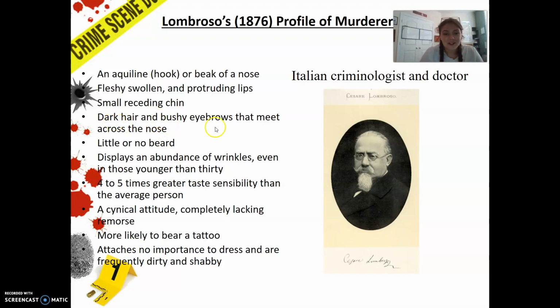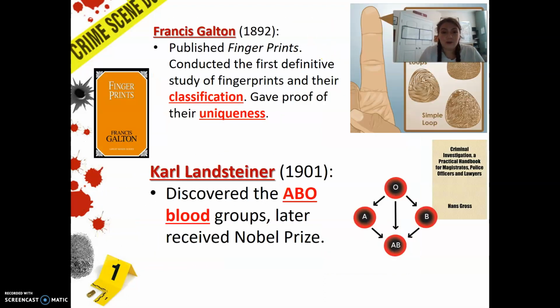So dark hair, bushy eyebrows, abundance of wrinkles, has a tattoo, dresses shabbily. All those things could be true of a murderer, but could also not be. And obviously we know now that murderers can certainly look like anyone else. So this is a pretty terrible profile, and you're going to see on the next few slides how we're getting to today's ranking of science, and how it used to basically be just made up, it seems like. All right, we're going to move forward.